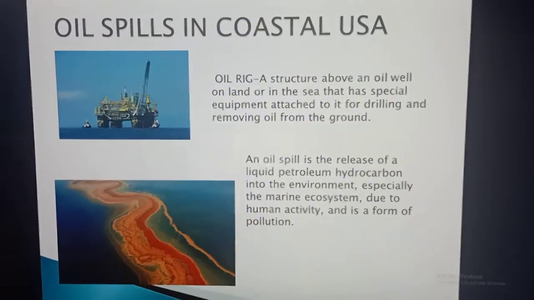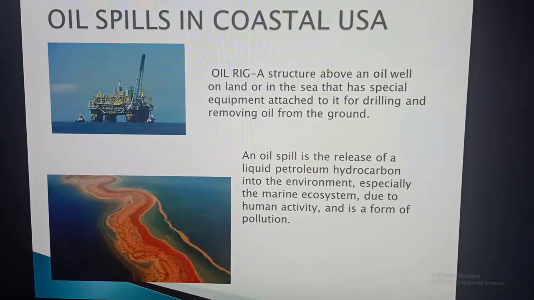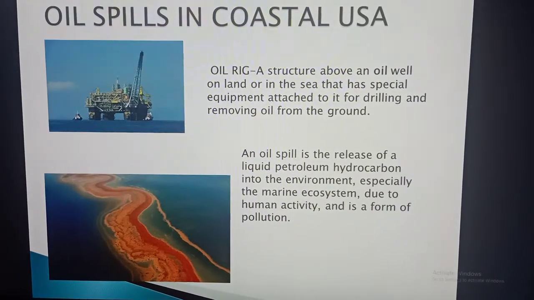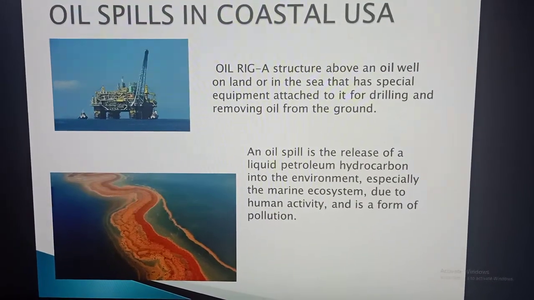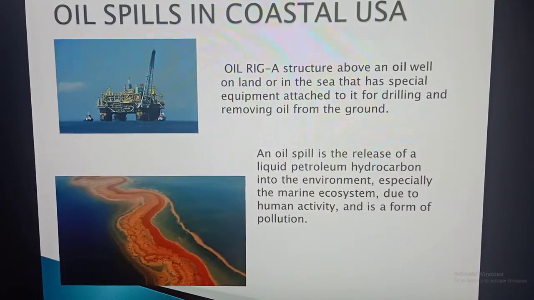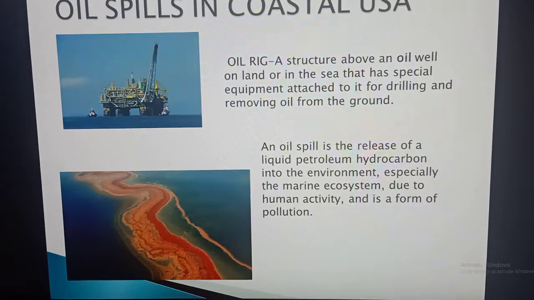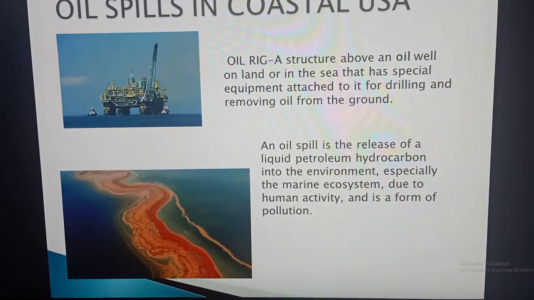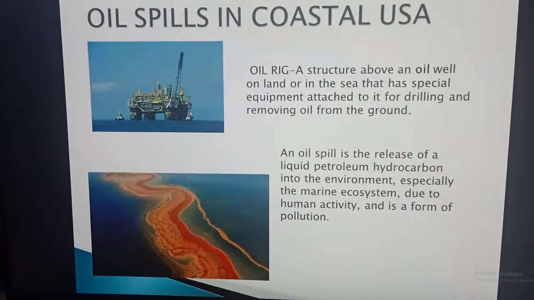Now we will start with the second case study, that is the oil spills in coastal USA. So before we begin with this topic, let us understand some important terms. For example, oil rig. It is a structure above an oil well on land or on sea that has special equipment attached to it for drilling and removing oil from the ground.